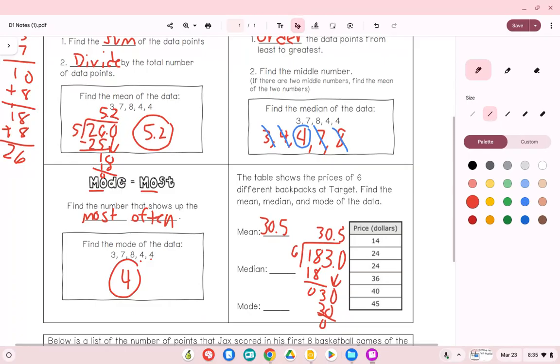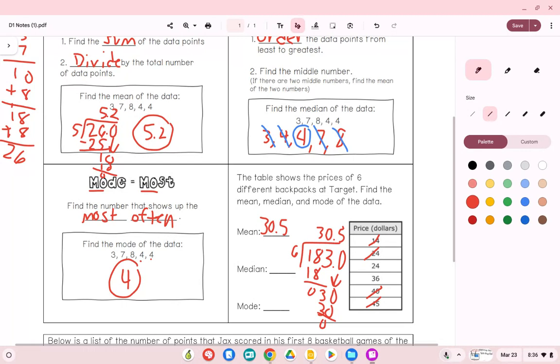Which again, that makes sense looking at the numbers. It's kind of towards the middle. All right, let's see. Now the median, we're finding the exact midpoint. So first you have to put them in order from least to greatest, but I noticed that in the chart they're already in order. So I'm just going to cross off the ends, work my way in.